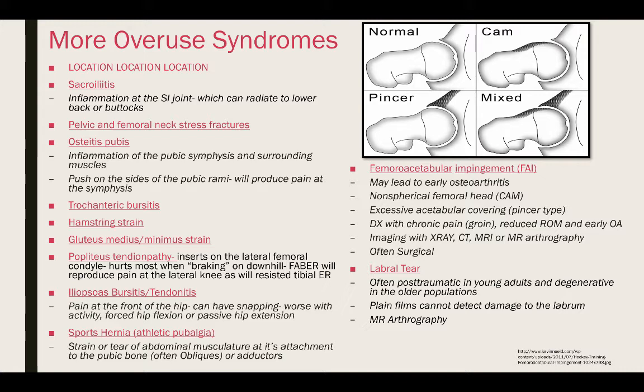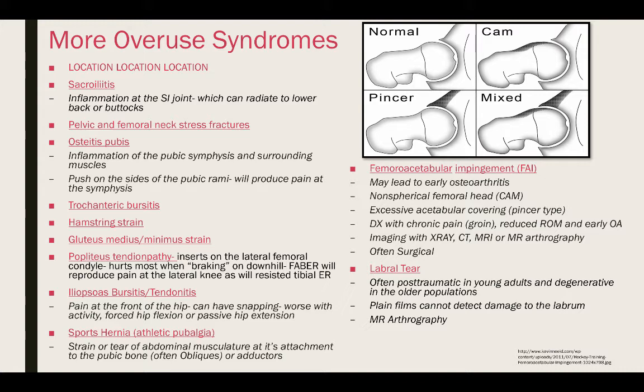Sacroiliitis is going to be inflammation of the SI joint. So if someone comes in with posterior hip pain, you want to consider that. I also consider glute medius and glute maximus trigger or tender points. Pelvic and femoral neck stress fractures, so people who are doing high mileage, high volume activities or who have risk of osteoporosis. Osteitis pubis, inflammation of the pubic symphysis and surrounding muscles. Again, they're going to point to their pubic region. Trochanteric bursitis, so inflammation of the bursa.